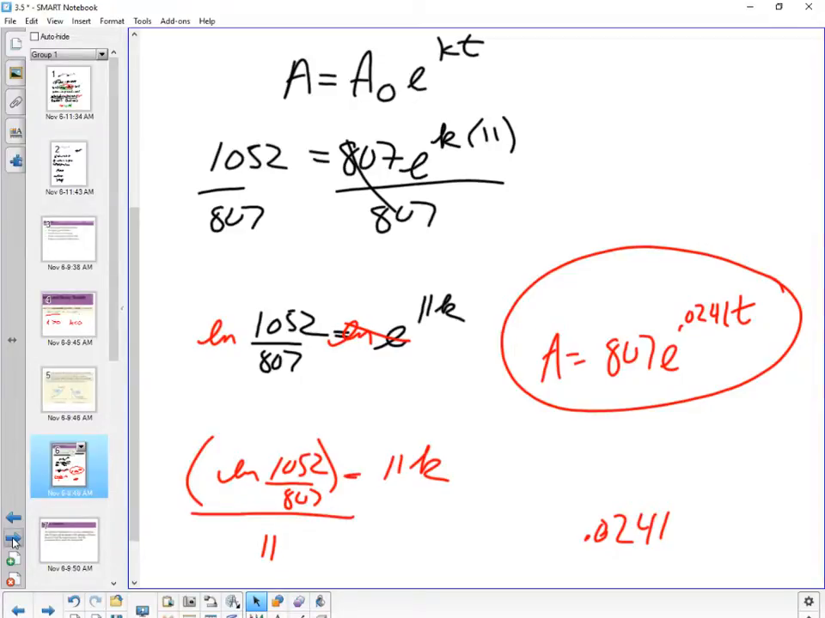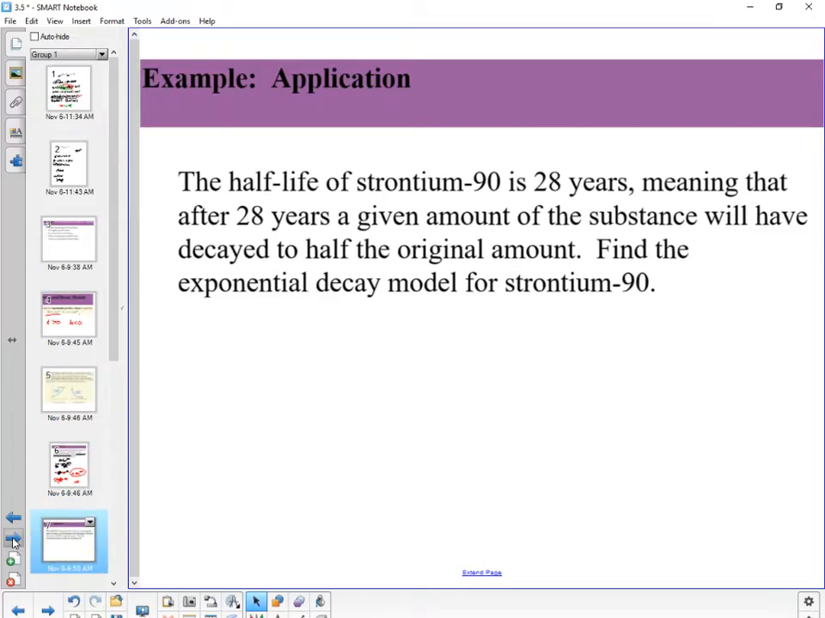All right, you guys ready to move on? Cool. Let's try it again. The half-life of strontium, whatever that is. It's strontium 90. It's a chemical.